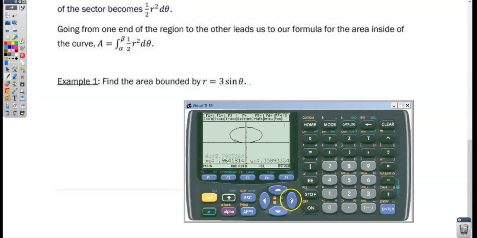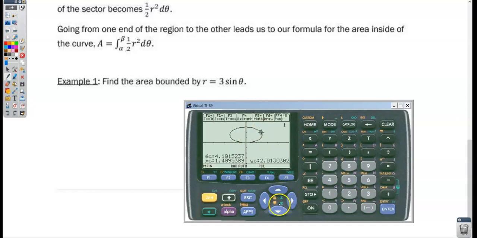And the angle when I get back to that position is pi. And so our limits of integration are going to be from 0 to pi, because those are the angles that are forming this region. Okay, now realize what's going on here as this angle goes around the curve.